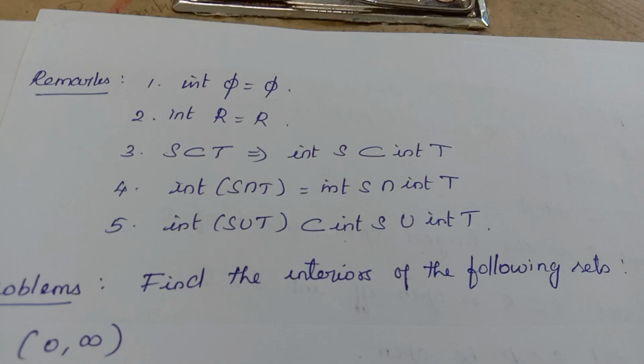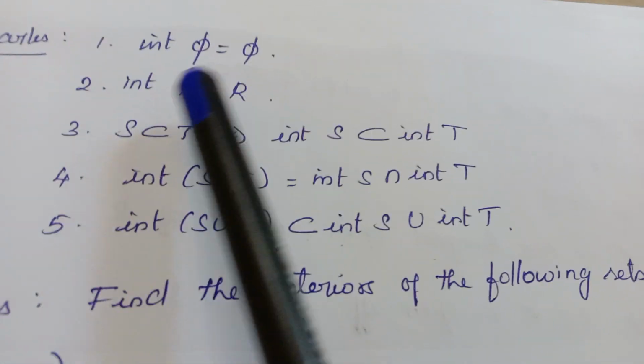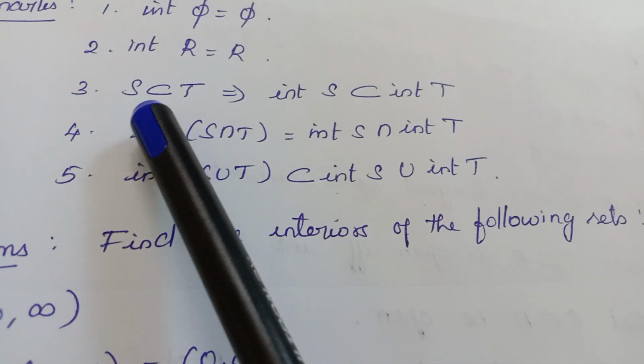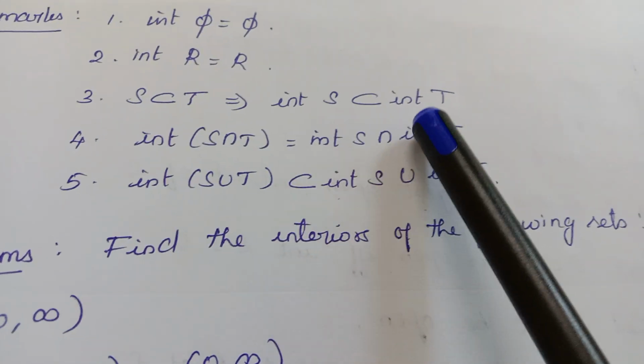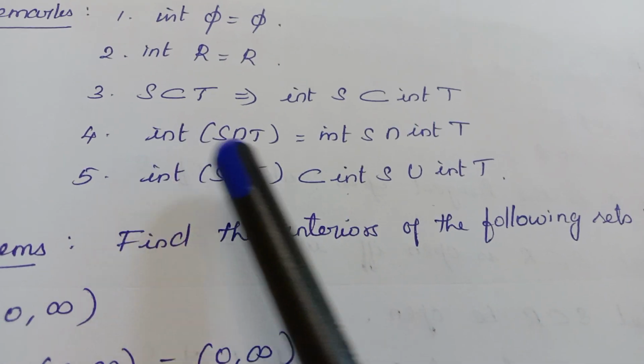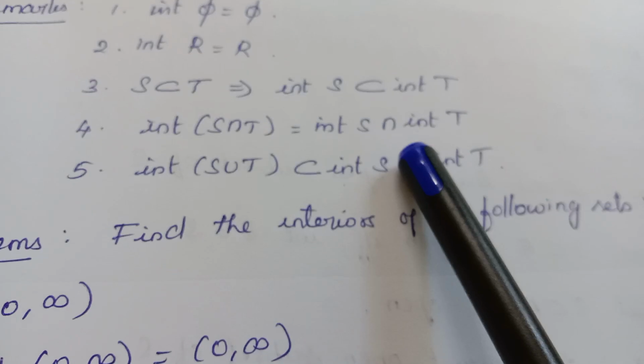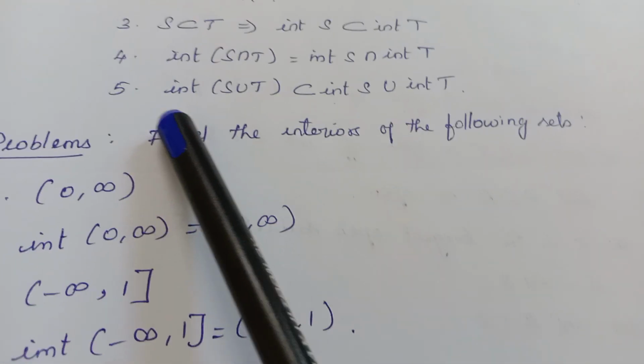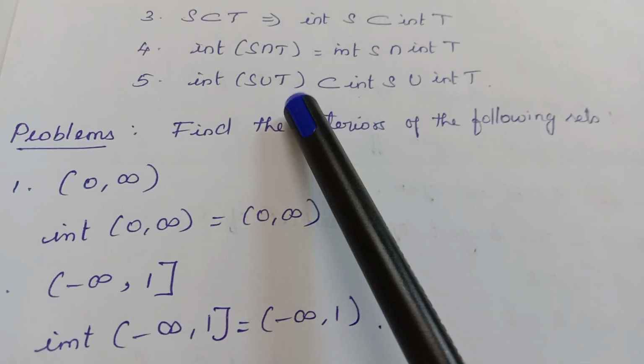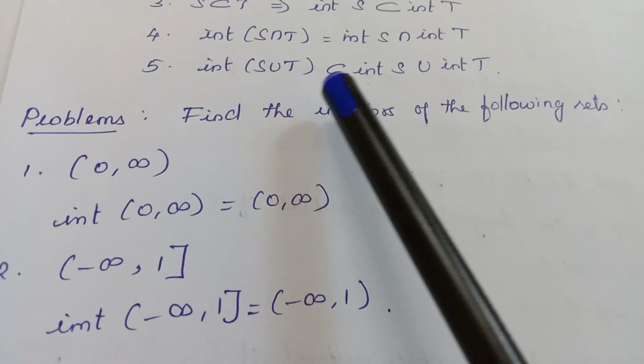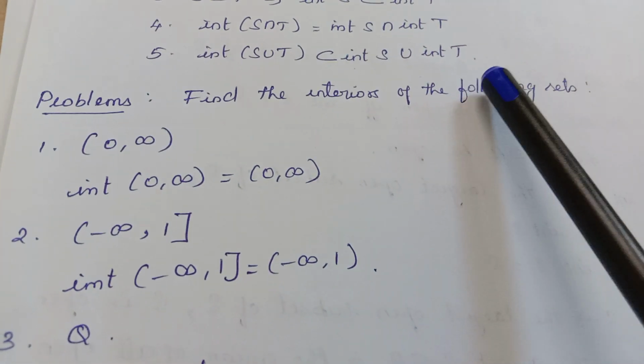Next, some of the results we'll see. The interior of the empty set is equal to empty. The interior of R equals R. If S is a subset of T, then the interior of S is a subset of the interior of T. And the interior of S intersection T equals the interior of S intersection the interior of T. And the interior of S union T is contained in the interior of S union the interior of T.